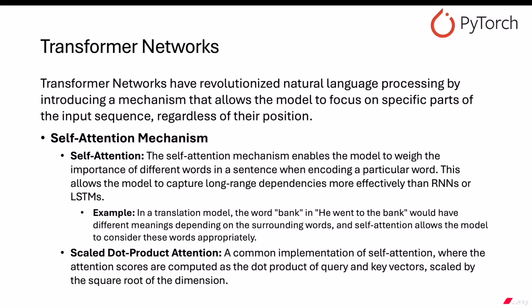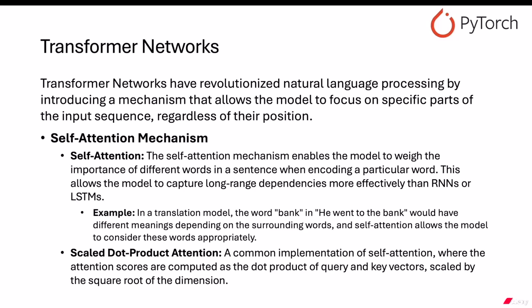Self-attention mechanism. The self-attention mechanism enables the model to weigh the importance of different words in a sentence when encoding a particular word. This allows the model to capture long-range dependencies more effectively than RNNs or LSTMs. Example: in a translation model, the word "blank" in "he went to the blank" would have different meaning depending on the surrounding words, and self-attention allows the model to consider these words appropriately.